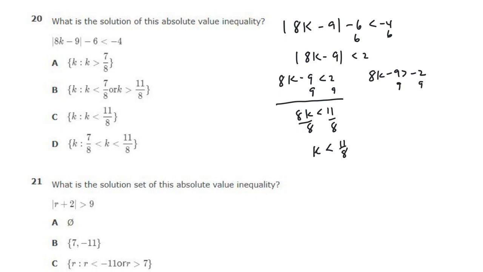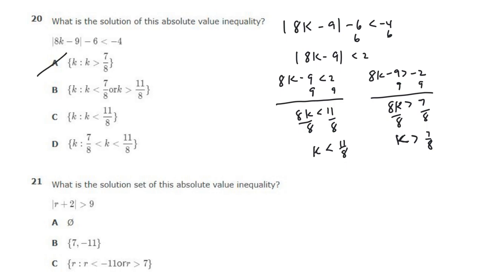You add 9 to both sides in the second inequality. So you have 8k is greater than 7, divided by 8. So we have k is greater than 7/8.